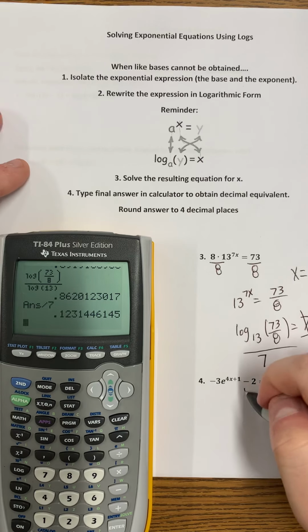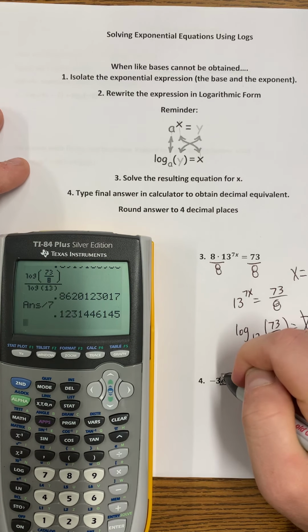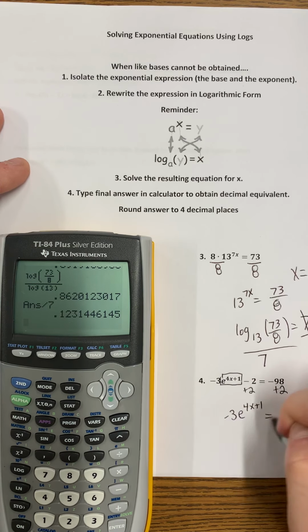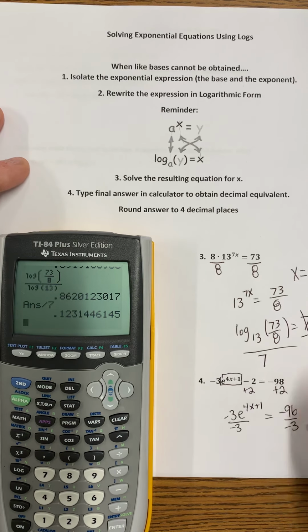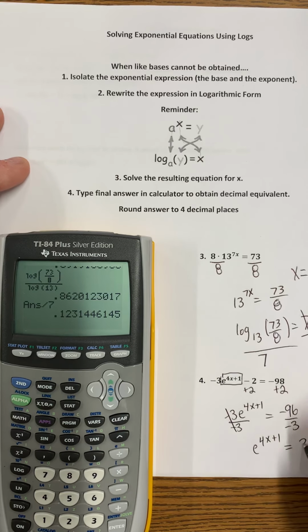All right, number 4, we're going to add 2 to both sides first. We're trying to get this e to the 4x plus 1 by itself. So we get negative 3 e to the 4x plus 1 is equal to negative 96. We can divide both sides by negative 3. So e to the 4x plus 1 is equal to 32.